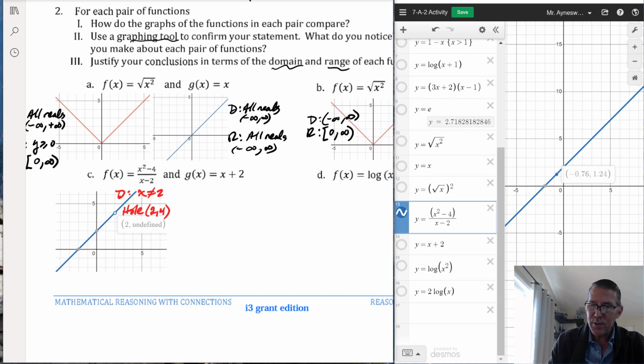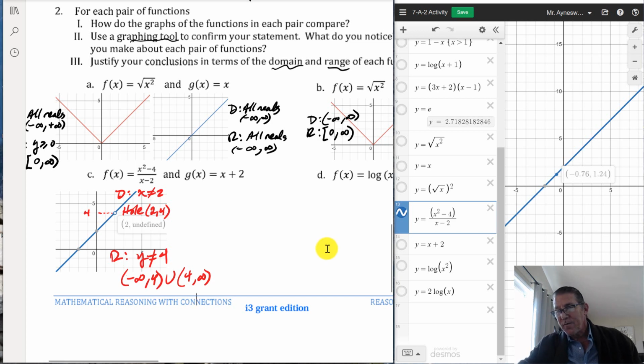So the range, a little bit different. The hole is at 2 comma 4, so y can't be 4 because there's a hole there. So the range is all reals not equal to 4. In interval notation, you can say negative infinity to 4, union 4 to infinity, as an interval if you like.